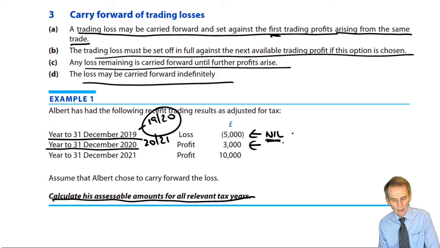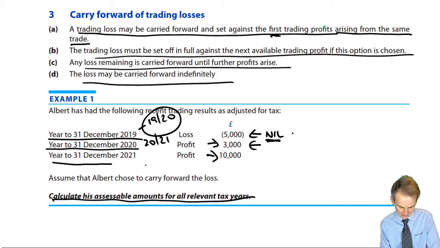If you choose to carry it forward, there is then no choice over how it is used. That 5,000 would go against all of that 3,000, and that would therefore take out all of the 3,000. That would use 3 out of the 5, leaving you 2,000 to go forward again against the profit of the year to December 21, assessable of course in 21-22. We've used 3 of the 5,000, that means we've got 2,000 left, and that 2,000 would go against that £10,000 there.